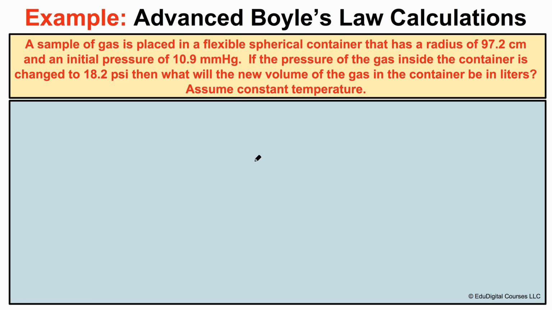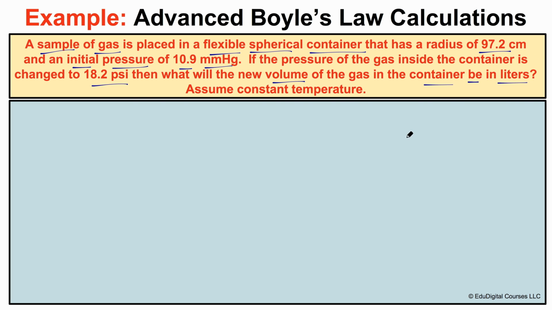In this example problem, it says a sample of gas is placed in a flexible spherical container that has a radius of 97.2 centimeters and an initial pressure of 10.9 millimeters of mercury. If the pressure of the gas inside the container is changed to 18.2 psi, then what will the new volume of the gas in the container be in liters? And we can assume constant temperature.